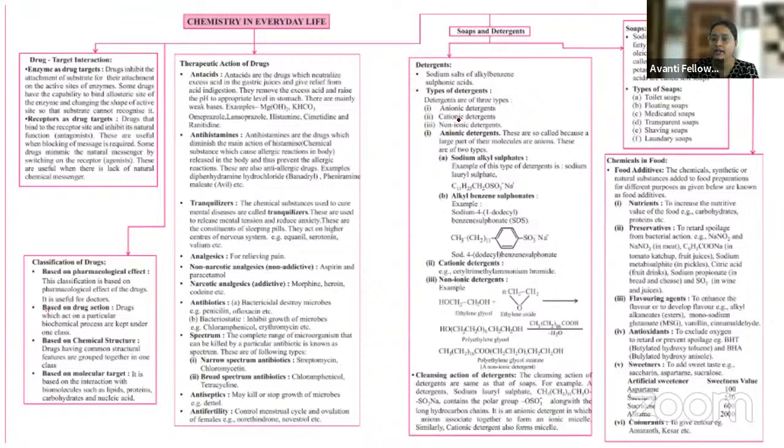Okay, nutrients which are present in the food. What are the preservatives? What are the flavoring agents? What are tranquilizers? What are antihistamines? What are antacids? What is the meaning of analgesic? Analgesic means which are used for relieving pain. Tranquilizers are used to cure mental diseases. Antihistamines are the drugs which diminish the main action of histamines. Okay, it is released in the body and prevents allergies.